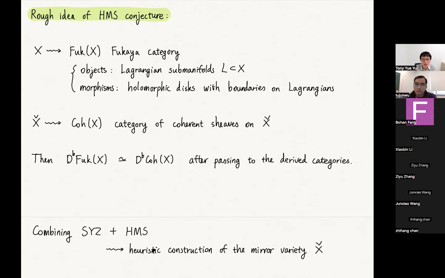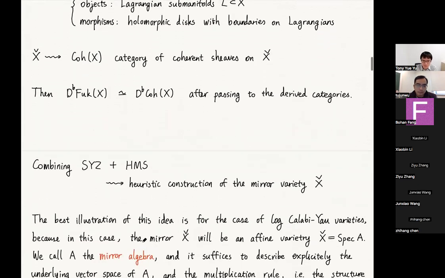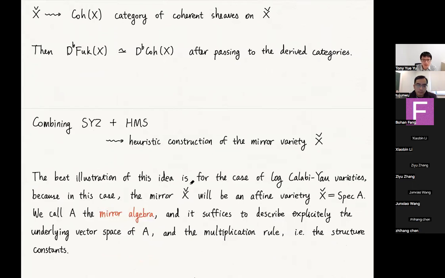For illustration purpose, I will explain it in the case of log Calabi-Yau varieties. It's basically because in this case the mirror X check will be just an affine variety, so X check will be Spec of an algebra, and we call A the mirror algebra.